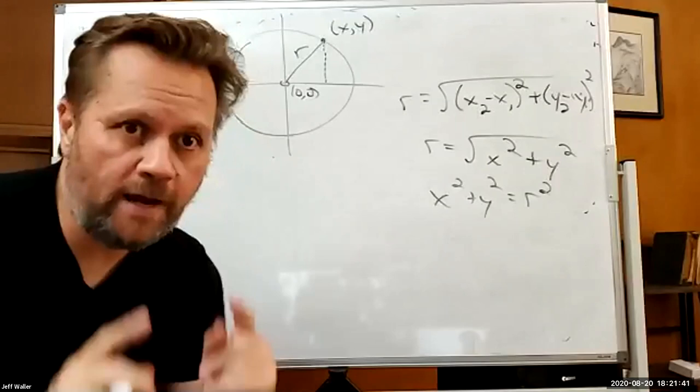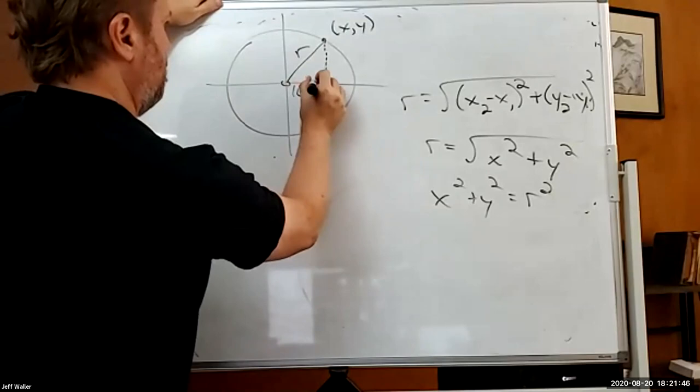Now, you could have gotten there a different way. Why is the distance formula what it is? Well, what's this side? This side is x. Is that cool? This side is x. This side, of course, is y. And then you got Pythagorean theorem, right?